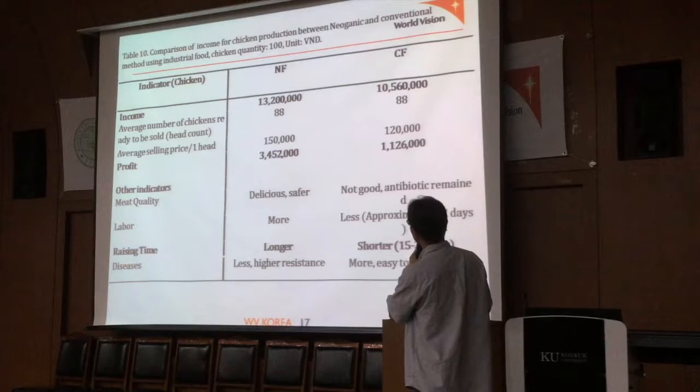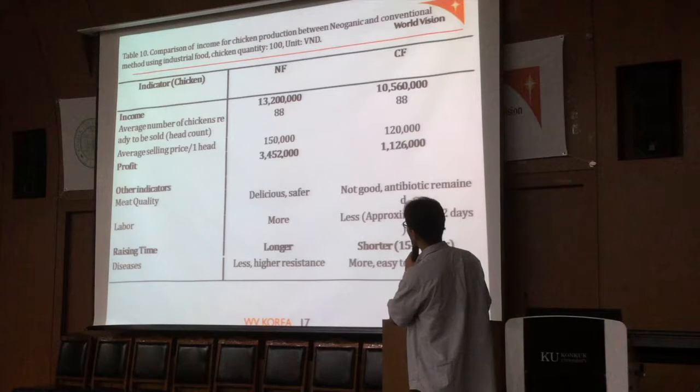And the income is different because the natural selling price is a little bit higher in the market, and their harvest yield is the same. So when you sell the chicken, at half count, they get an income like this.